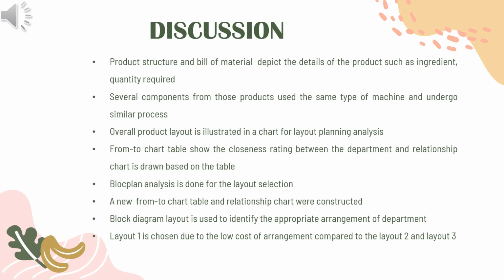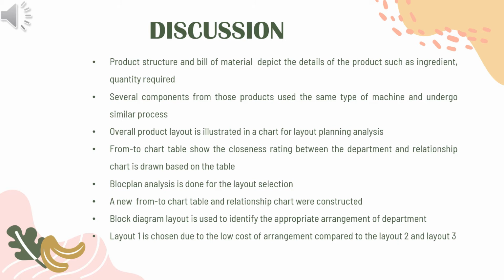And for the discussion of this project, you can say that the product structure and bill of material that we built depict the details of the product such as ingredients, quantity required, and the flow process. And several components of this product use the same type of machine and undergo a similar process. Well, the overall product layout that has been illustrated in the chart for the layout planning analysis assists in identifying the quantity required for each of the components involved in the making of each product.